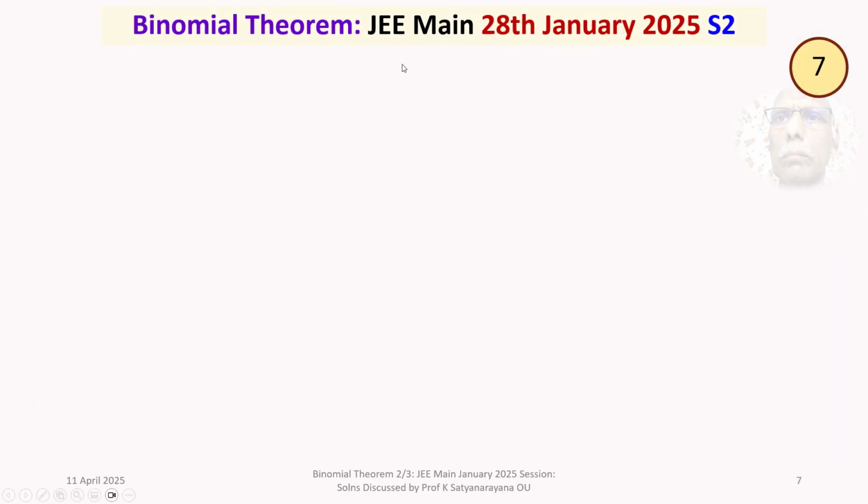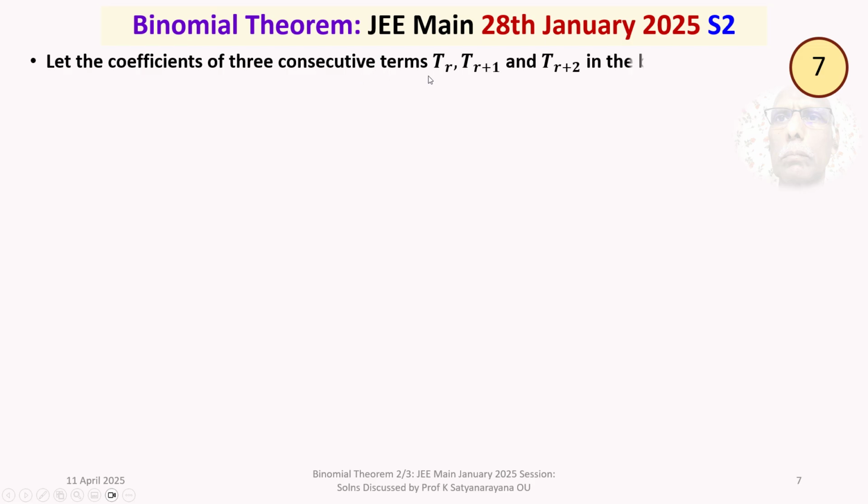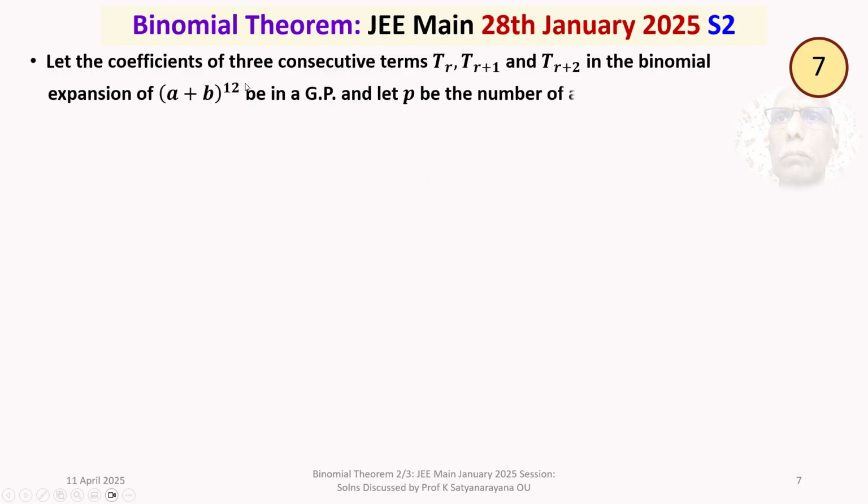This question has appeared in the JEE Main exam held on 28th January 2025 in the second shift. Let the coefficients of 3 consecutive terms, the rth term, (r plus 1)th term and (r plus 2)th term, in the binomial expansion of (a plus b) to the power of 12 be in a geometric progression, and let p be the number of all possible values of r.